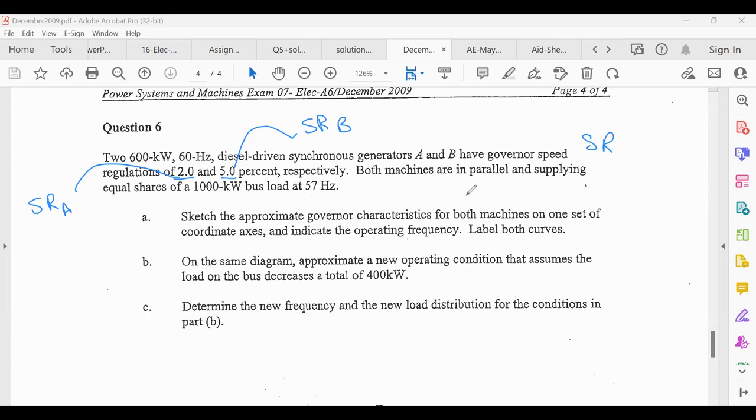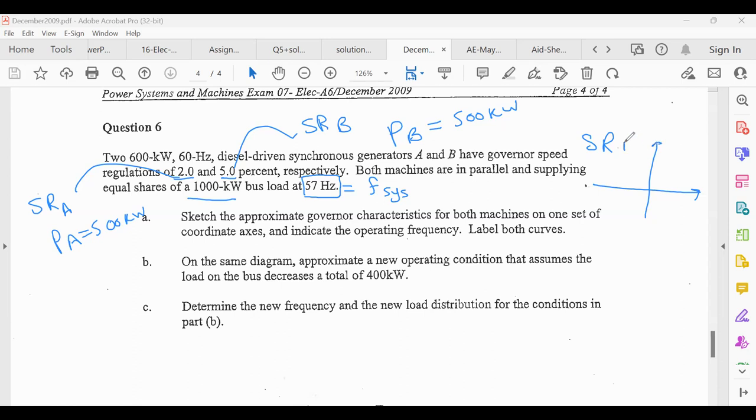And they are in parallel supplying equal shares. Equal shares means PA equals 500 kilowatt and PB equals 500 kilowatt. They are giving you the frequency of the system. So you have two generators connected in parallel, supplying one load of 1,000 kilowatt, equal shares, and they are doing it at a certain frequency. Then they asked you to sketch the approximate governor characteristic for both machines on one set of coordinate axes and indicate the operating frequency.